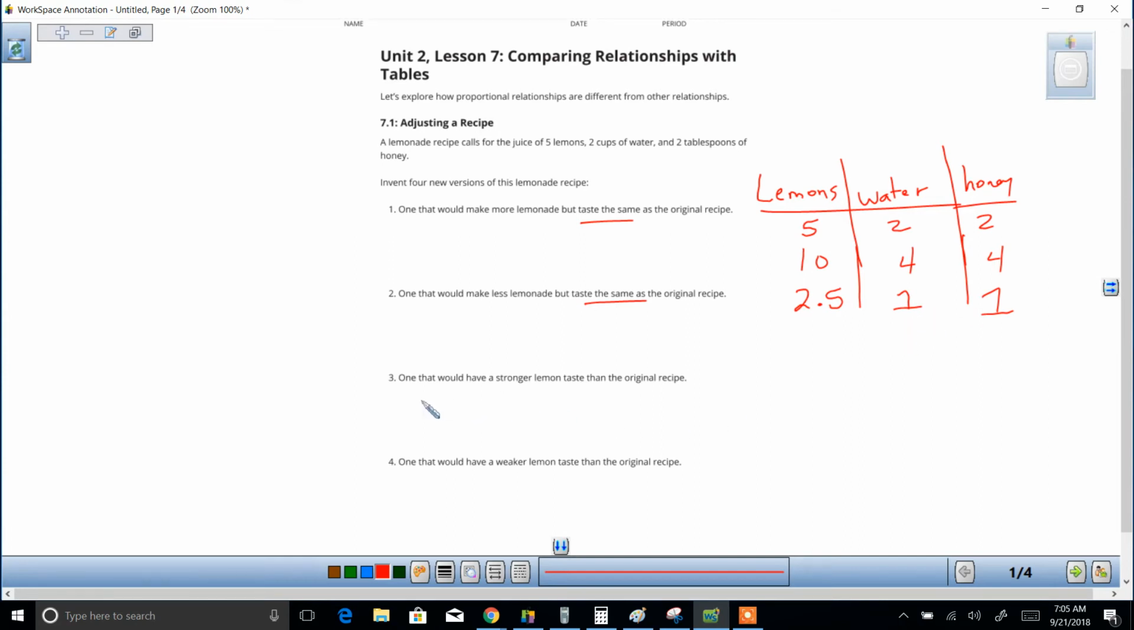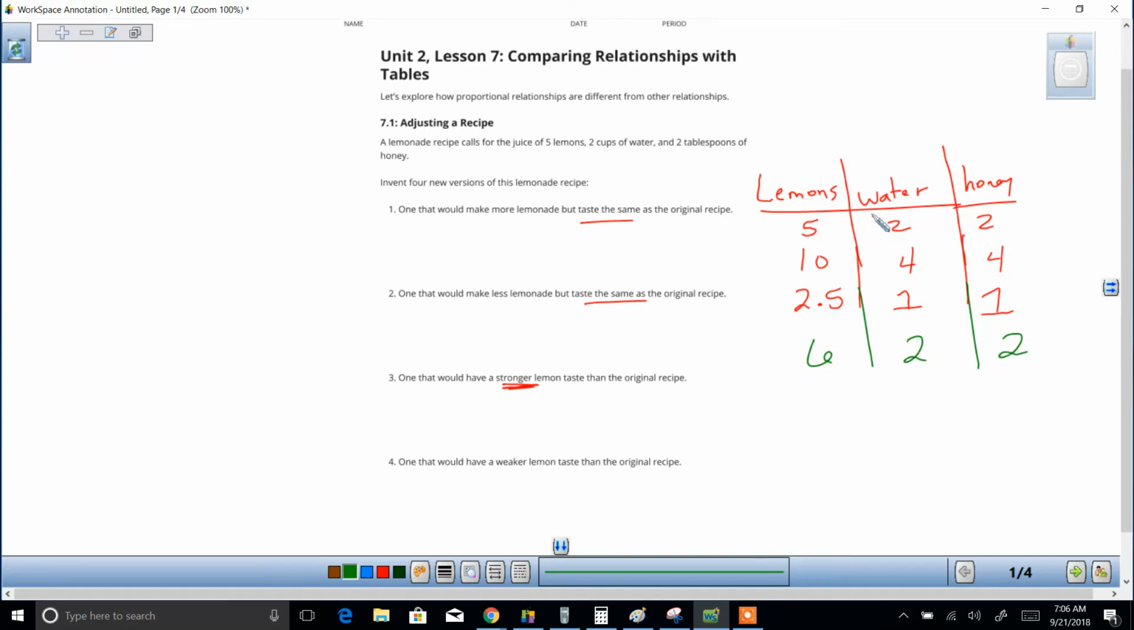The third one wants us to make another recipe, but we want the lemon to taste stronger. So this is going to put our proportion out of whack. So I'm going to do this one in a different color. So for number 3, we're going to create a different recipe for this lemonade, because it's not going to stay in this proportional sense here. We're going to use more lemons and less water or honey, and it's going to have more of a lemony taste to it. So I might do something like change the amount of lemons but not change the water. And if I want it to taste more lemony, maybe I do 6 lemons and 2 water and 2 honey.